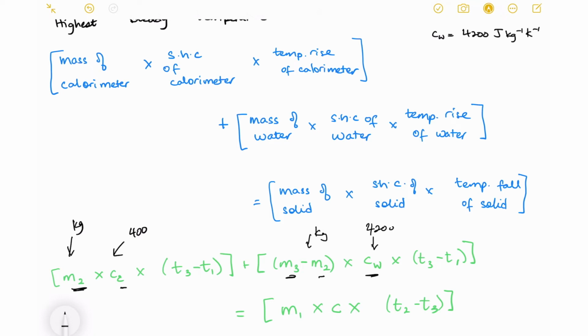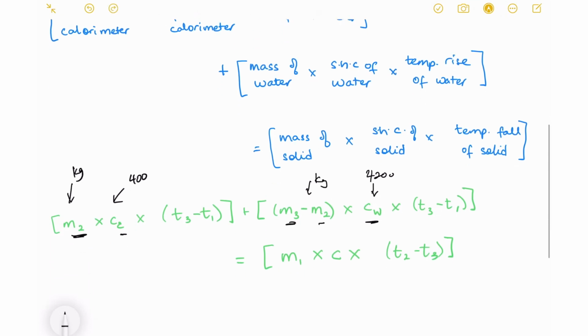And lastly is your temperature change. So the temperature change of the water is going to be the same temperature change of the calorimeter, because the calorimeter and the water were in contact with each other. So all of that now has to be equal to your heat lost by the solid. So the heat lost by the solid is going to be the mass of the solid, which is going to be M1, multiplied by the specific heat capacity of the solid. Now this is our unknown. So that is what we'll be solving for.